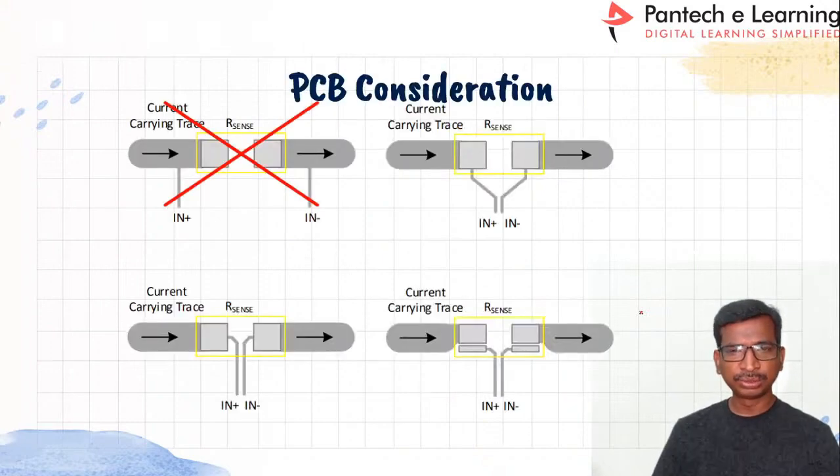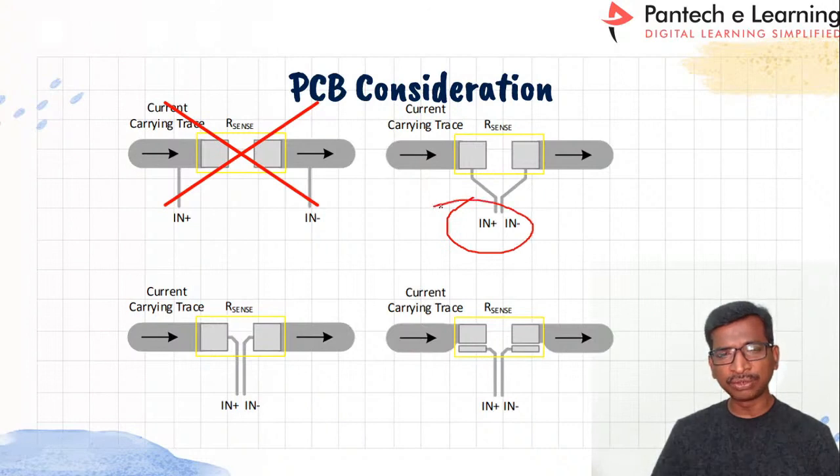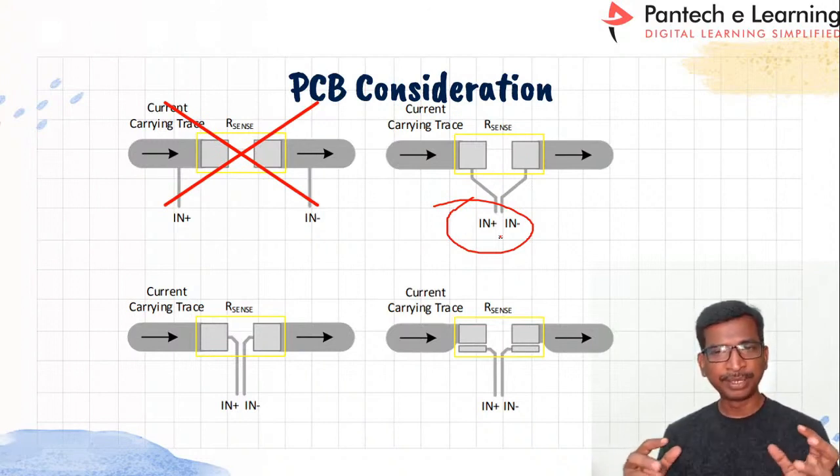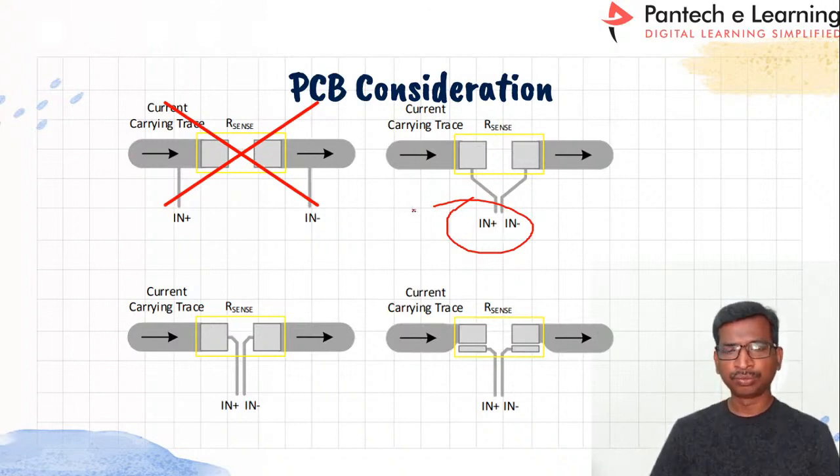And see here, to sense in the current sensor method, you have to run the positive as well as the negative track in a very close manner. Then only you can avoid the EMI issues. Otherwise, on the track a lot of noise will be generated. So just keep this in your mind while you are designing your PCB.